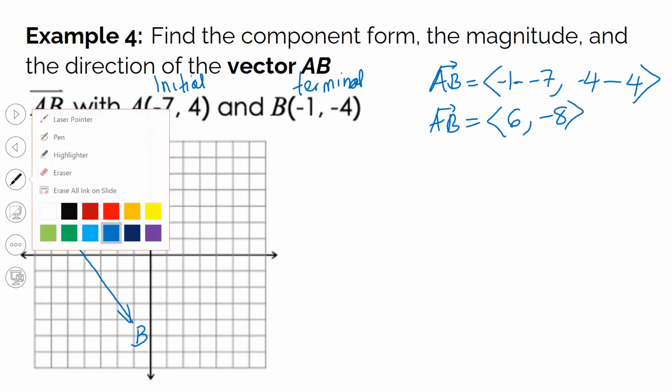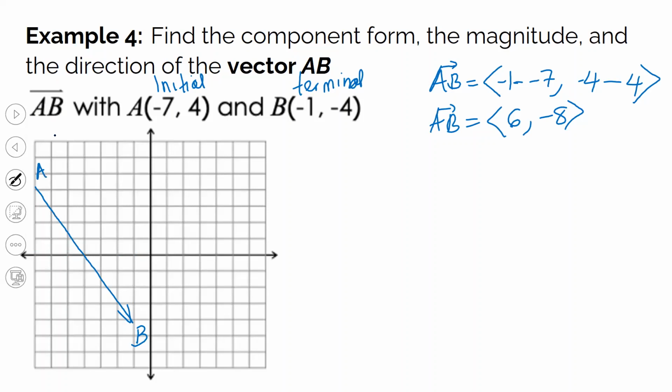Okay. So that's our vector AB. Again, this is the initial point, and this is the final point. So I need to go 1, 2, 3, 4, 5, 6. You can see I need to go 6 points in the positive direction, so that is +6. Then 1, 2, 3, 4, 5, 6, 7, 8, and I need to go 8 points in the negative. So you can see that I'm able to get the components.